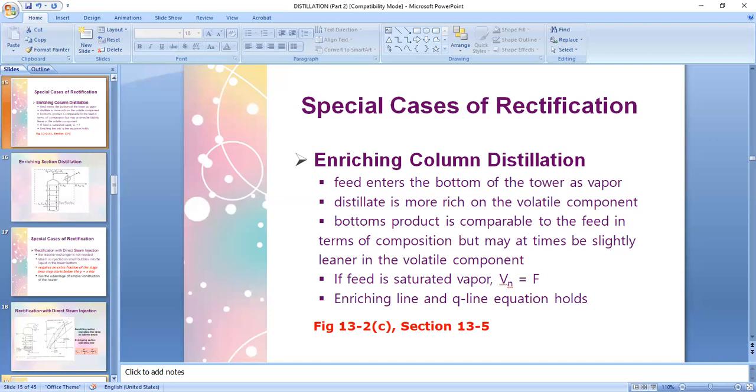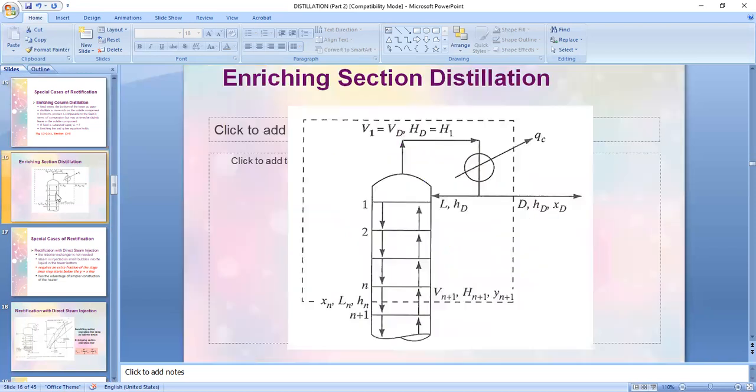Now, the enriching line and the q-line equation in this scenario hold. So meaning, if you do the graphical approach, the manner of plotting the enriching section operating line and the feed line is similar to when your column is complete with the stripping section. Now, how does it look like? It's something like this, okay?